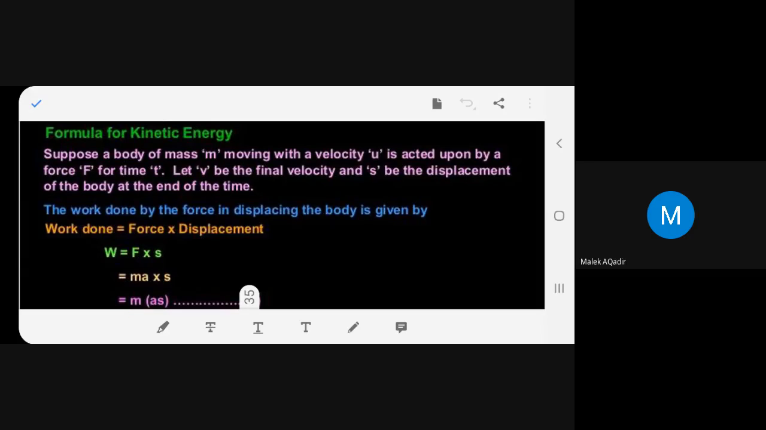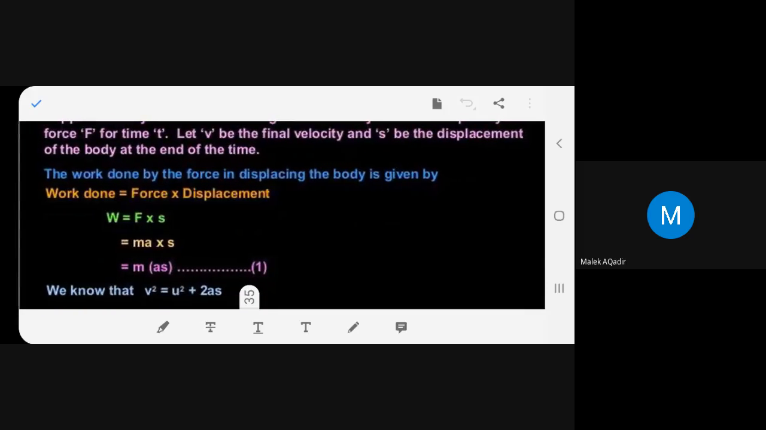Suppose a body of mass m moving with a velocity u is acted upon by a force F for time t. Let v be the final velocity and s be the displacement of the body at the end of the time. The work done by the force in displacing the body is given by work done is equal to force into displacement.